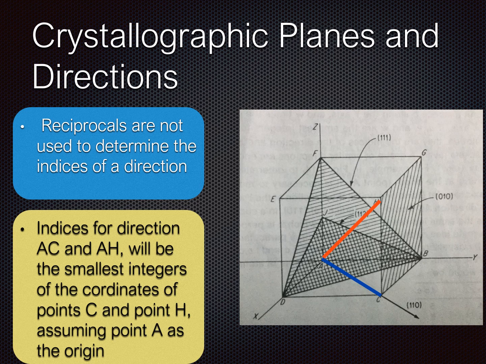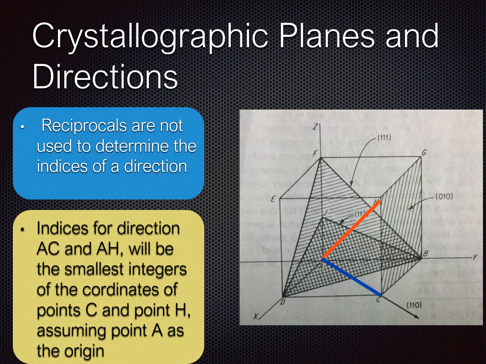For example, in the figure, to determine the direction AC shown by the blue line starting at the origin point A, it is necessary to move 1 unit along the x-axis to the point D and 1 unit in the direction of y-axis to reach the point C. The direction AC would have indices of 1, 1, 0.